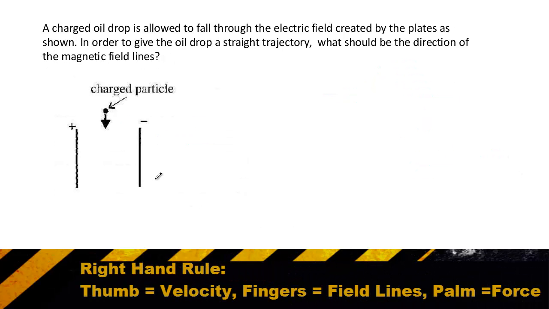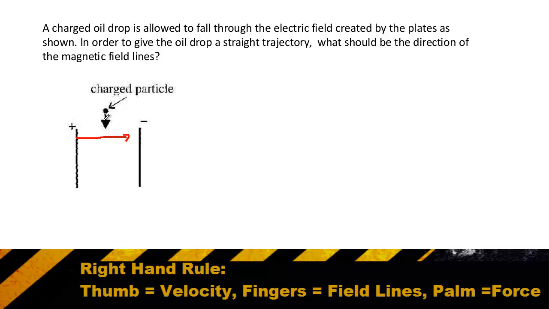This question is asking us to combine our knowledge of electric fields and magnetic fields. We know electric charges create a field going from the positive to the negative. And like gravitational fields, electric fields exert a force in the same direction as the field lines.